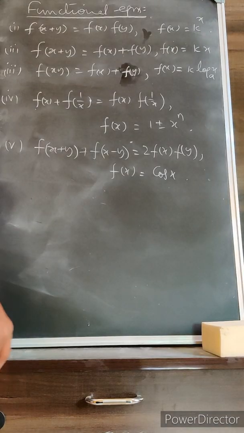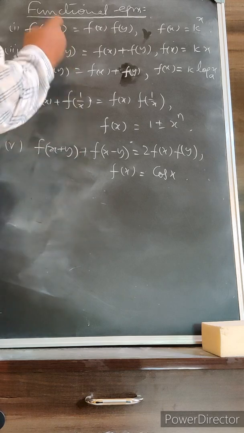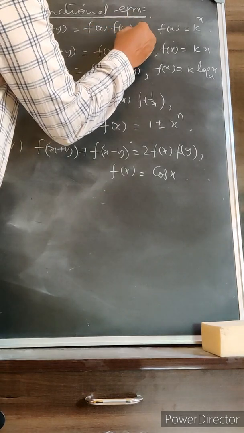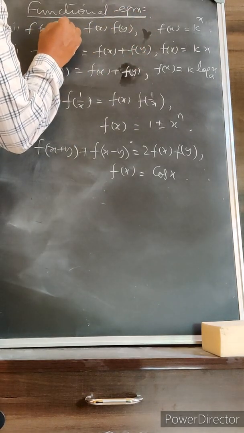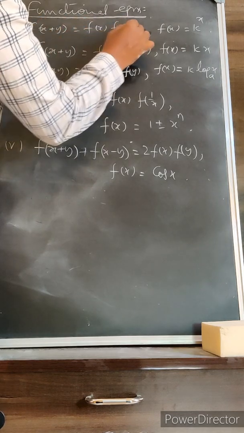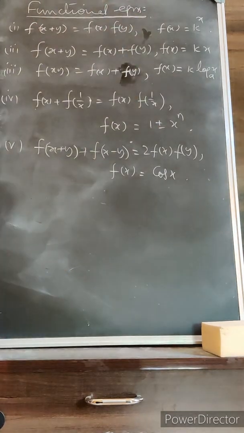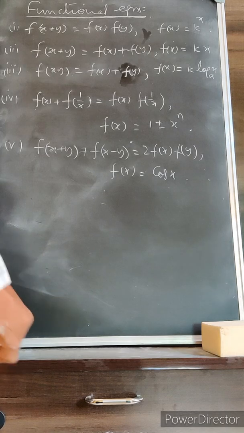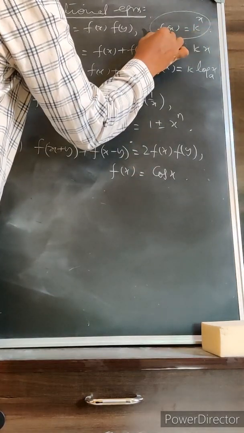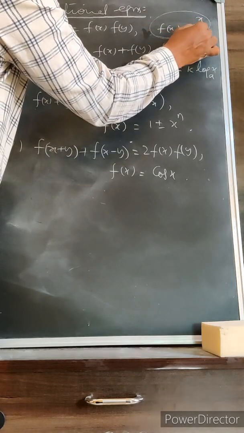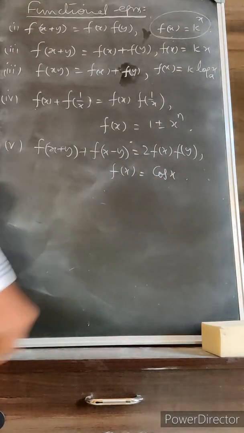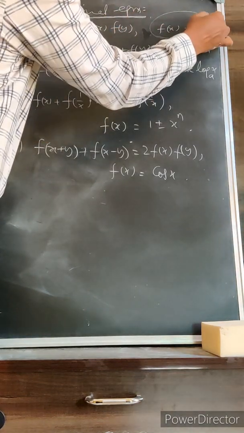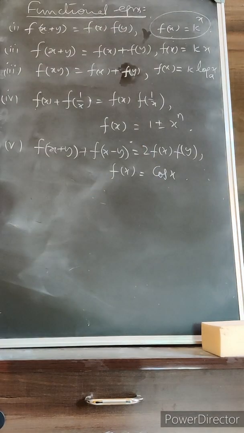Now we discuss functional equations. First one is f of x plus y is equal to f of x into f of y. Sum of x and y here, f of x into f of y. If this condition is satisfied by any function, then the function should be of the form f of x equal to k power x, with one condition. We have to find this k value, which will be given in the question. So remember, if f of x plus y equals f of x into f of y, then the function should be of the form k to the power of x.